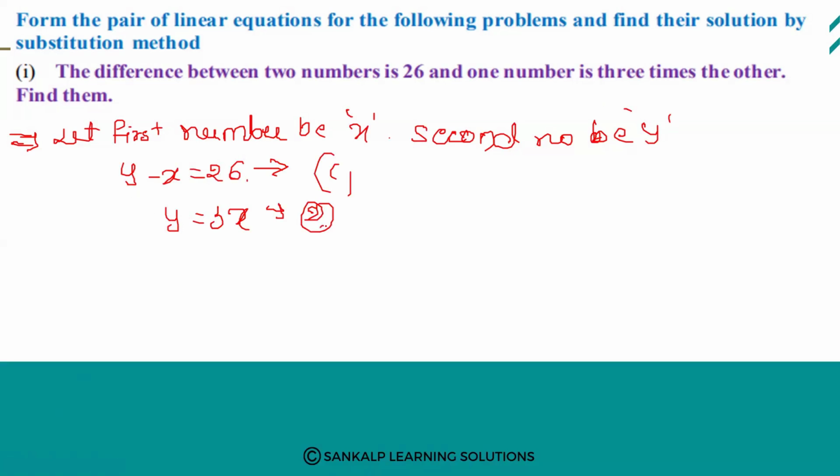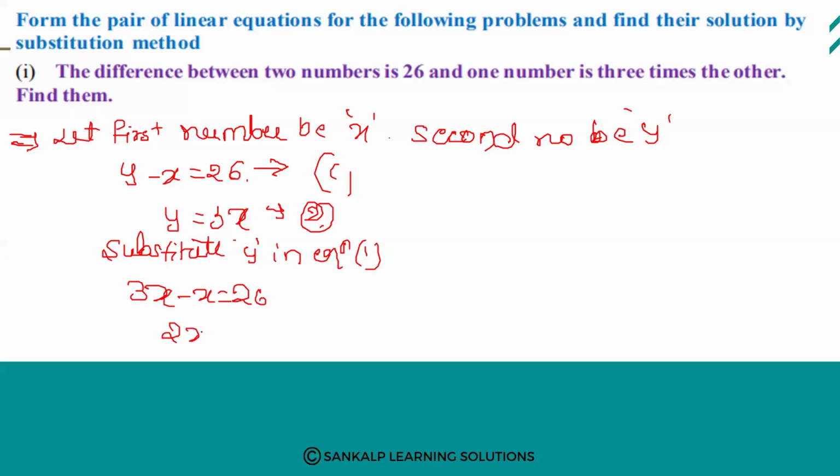Now I will substitute equation number 2 into equation number 1, by using the substitution method. Substitute y in equation number 1. So equation number 1 becomes 3x minus x equal to 26. 3x minus x is 2x, equal to 26. So x is equal to 26 divided by 2, which is 13. So the x value is 13.